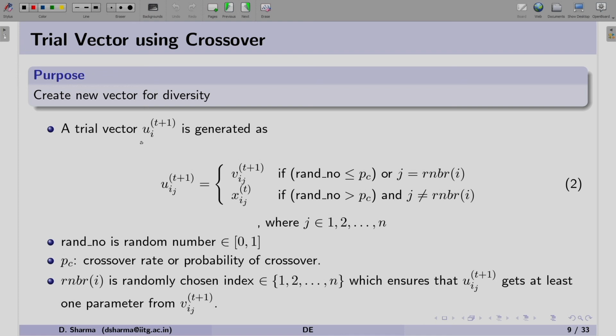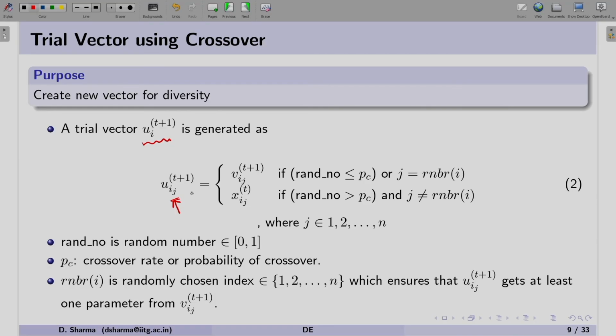Now, the trial vector U_i^(t+1) is generated as follows. Before we explain equation number 2, you can see that we are writing j here. The purpose of j is that it is our jth decision variable. So, variable by variable, we are going to take a component either from the mutant vector or from the target vector, and going through one by one, we will be creating the trial vector. So, let us see equation number 2 now.